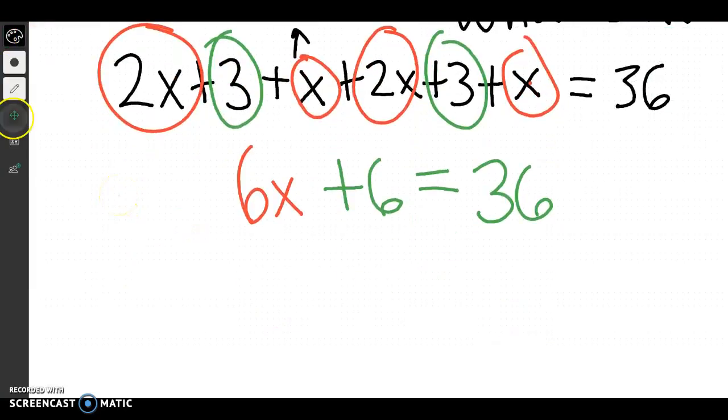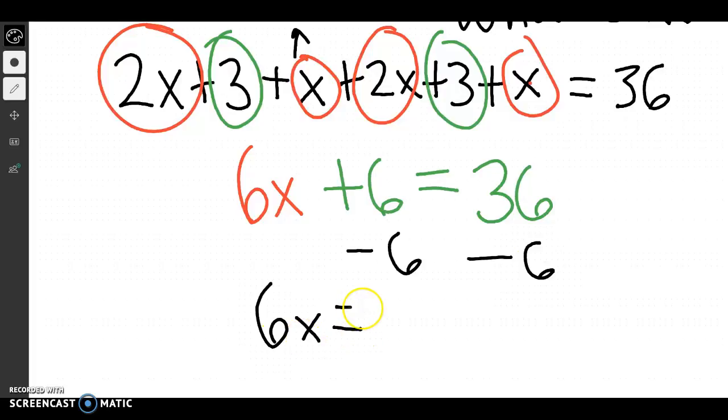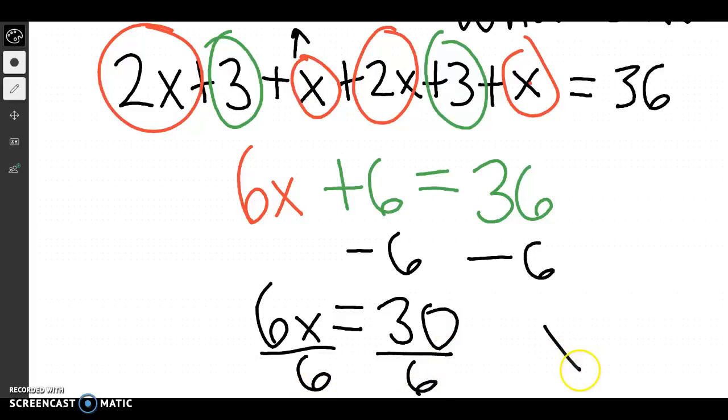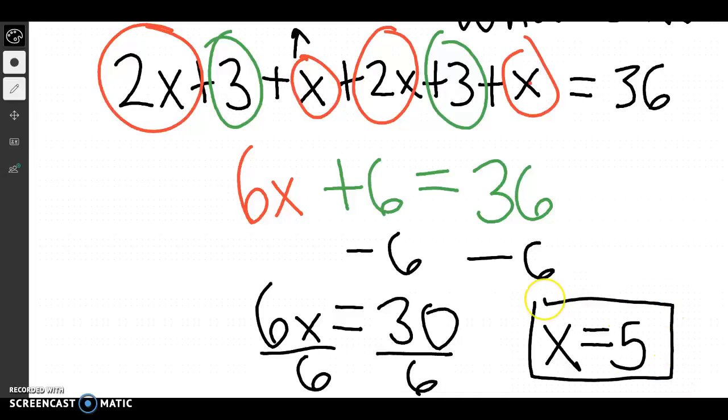So now I can start solving. Minus 6, minus 6, 6x equals 30. Divide by 6, divide by 6, and I get to find what x is, which is 5.